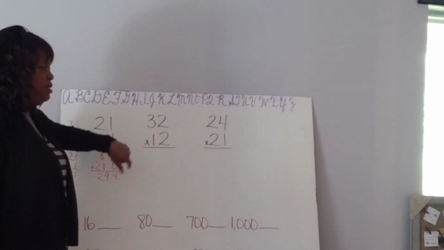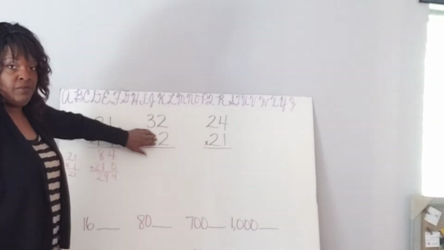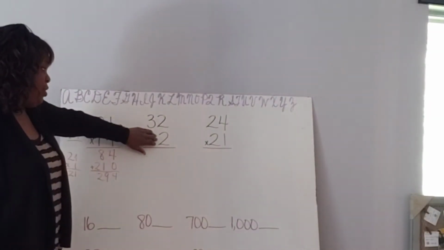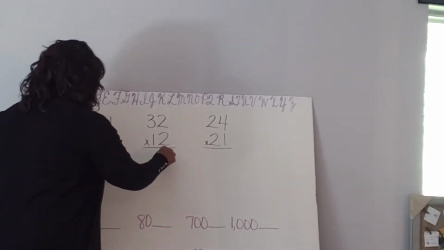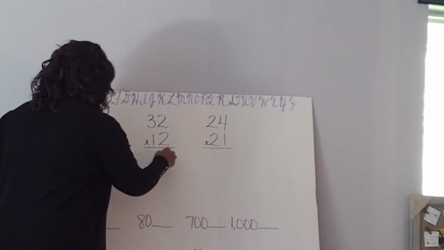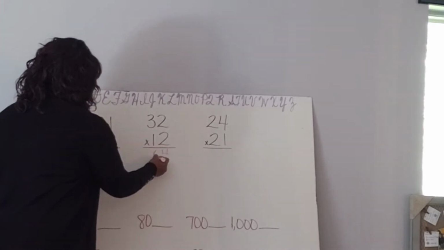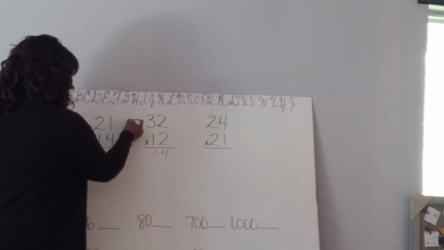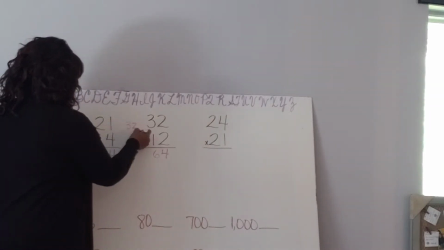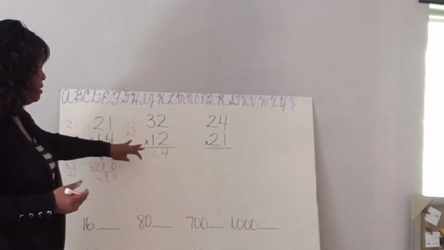It's not 32 times 12. The first thing we're going to do is 32 times 2. So just work out 32 times 2. What is 2 times 2? It is 4. What is 3 times 2? It is 6. Very good. So my answer is 64. It would be just like if we were to take 32 times 2 and do it on the side. Okay, that's all it is.